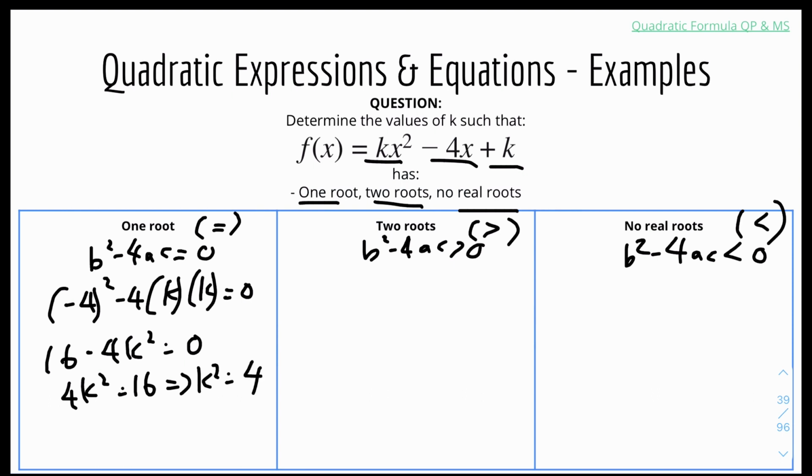And we know that if it's just an equal sign and not a quadratic inequality, you don't have to care about the signs. So you can just square root k. So it becomes k is plus minus 2.